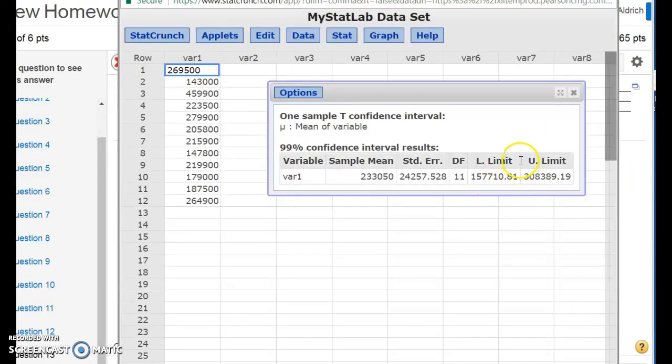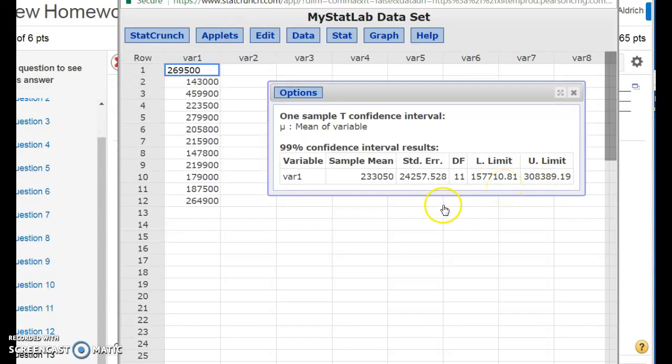And so the mean from this sample is smack dab in the middle of this. It tells us the mean right here. So if you average all those numbers, you get the mean. It's smack dab in the middle. But we're 99% confident that for all the homes, not just this sample of homes, for all the homes, the mean price is somewhere in between this range.